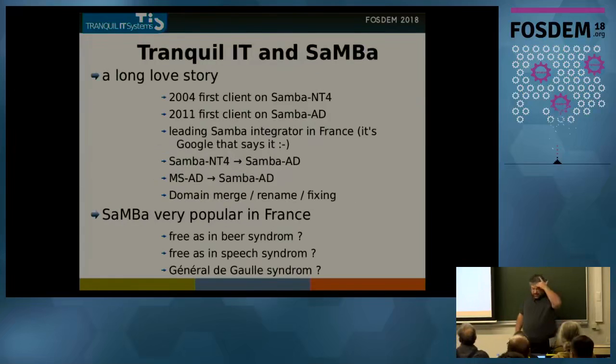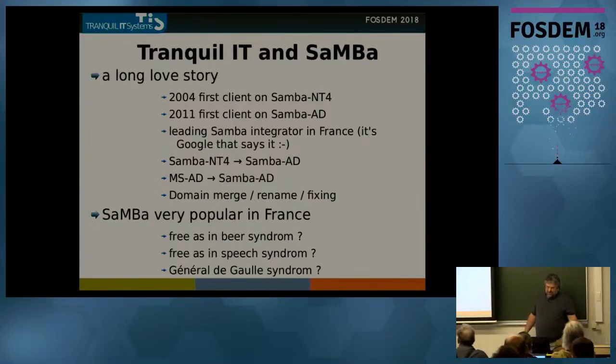So Samba and Tranquility, it's a long love story. It started in 2004 with Samba NT4 deployment, and in France it was quite a huge Samba deployment. And in 2011, we started a Samba AD deployment. Like I said before, as long as you knew what to do and not to do, it was already ready for small scale production. And actually, we are supposed to be the leading Samba integrator in France, at least according to Google France. Let's say it. We are above with the Samba 4 keyword. We are above the samba.org site.